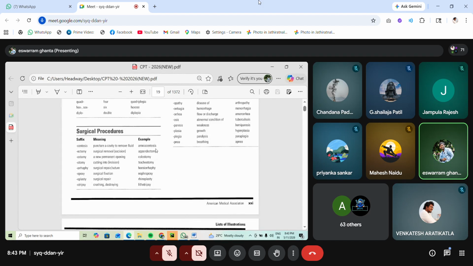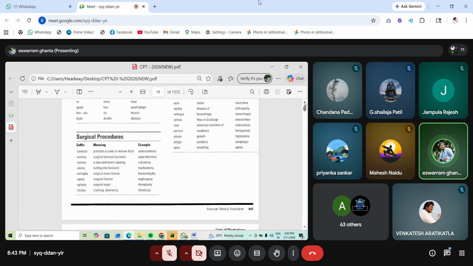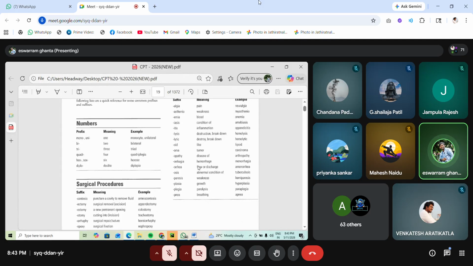Amniocentesis means puncturing of the amniotic sac in pregnant women; it is a most commonly seen procedure. Amniocentesis, appendectomy, colostomy. Likewise, you need to know what is what. You need to remember these suffixes. If you remember these suffixes, it will be easy for you. And these things are also like diagnosis things.